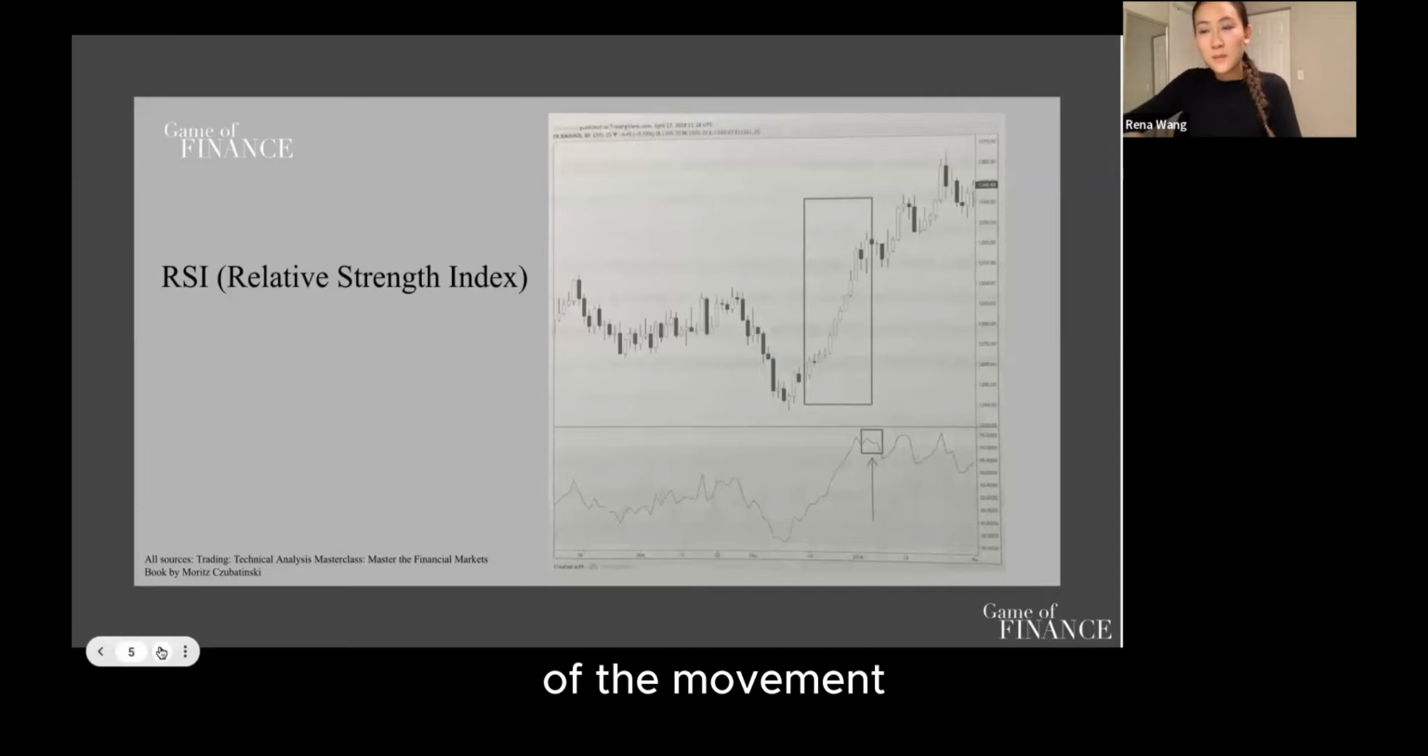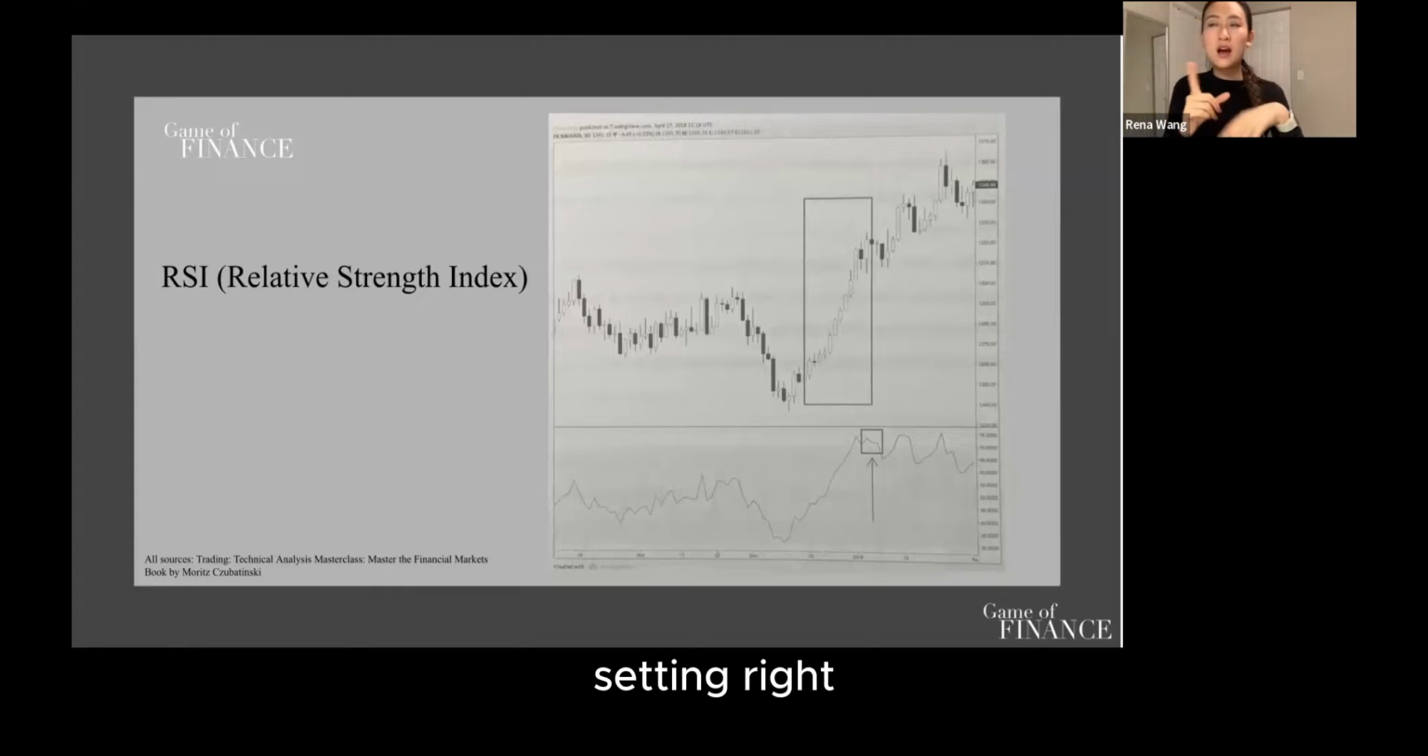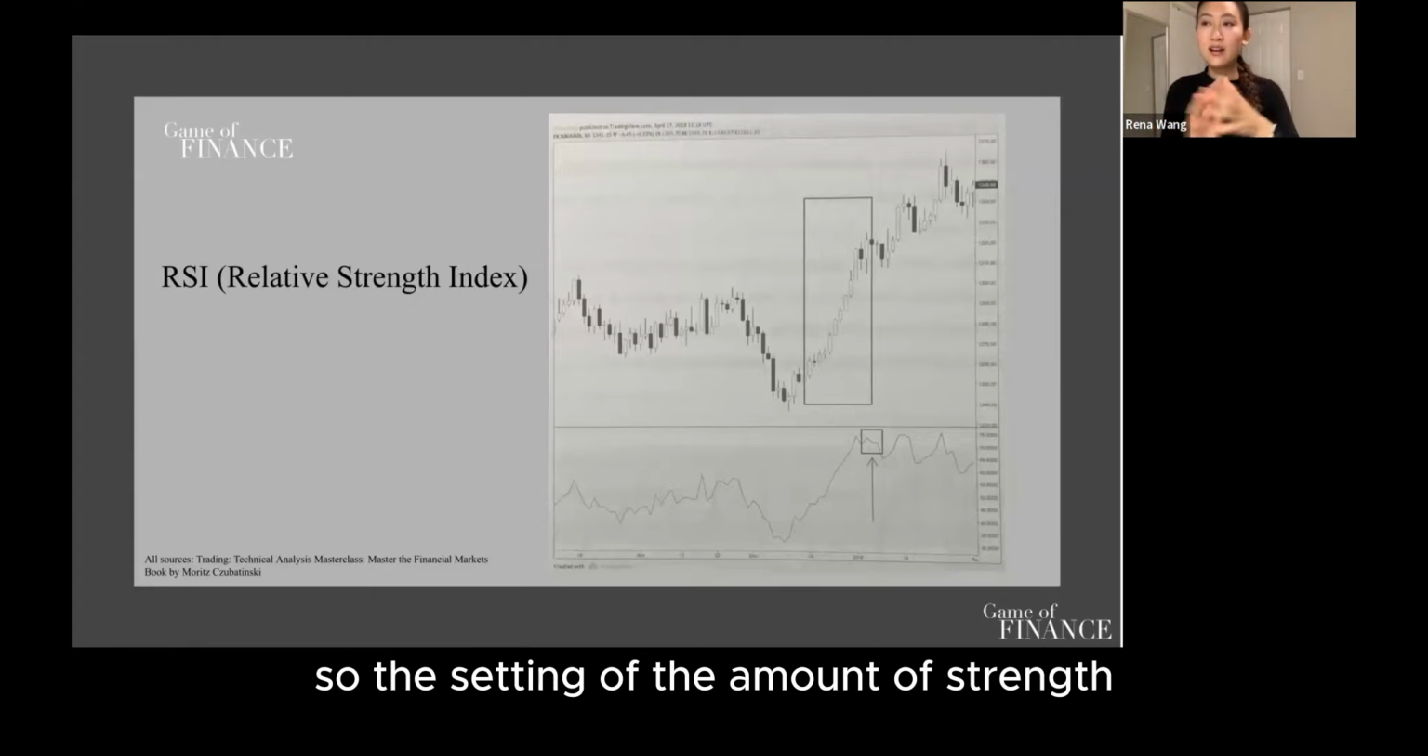So the default setting, what we call setting, right? I'll show you guys exactly how it works. The setting of the relative strength index is 14 periods. Now, each period represents one candlestick. So 14 periods means 14 candlesticks. And if you were to count, this section is exactly 14 candlesticks.